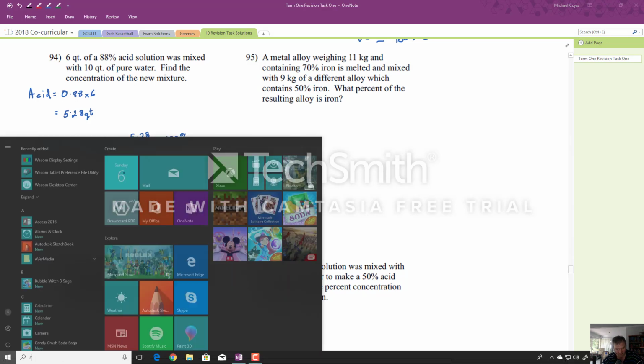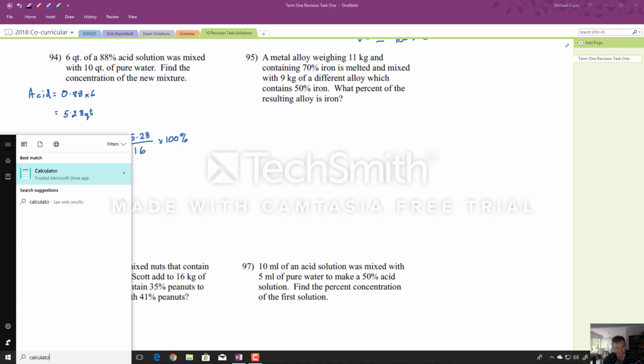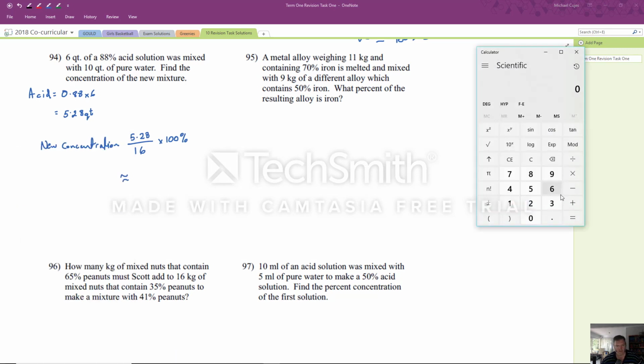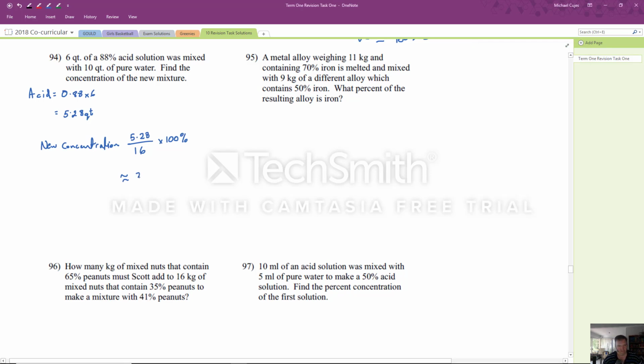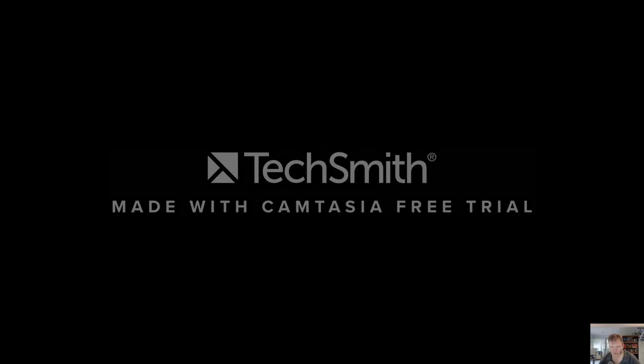I need to get the calculator up. 5.68 divided by 16 multiplied by 100. You could do it just by looking at it, but there you go. 35.5% would be the new concentration. Does that seem reasonable? Well, it was 88%, but then we added nearly twice the volume, so if it was 100% it would have gone with it. That seems pretty reasonable to me.